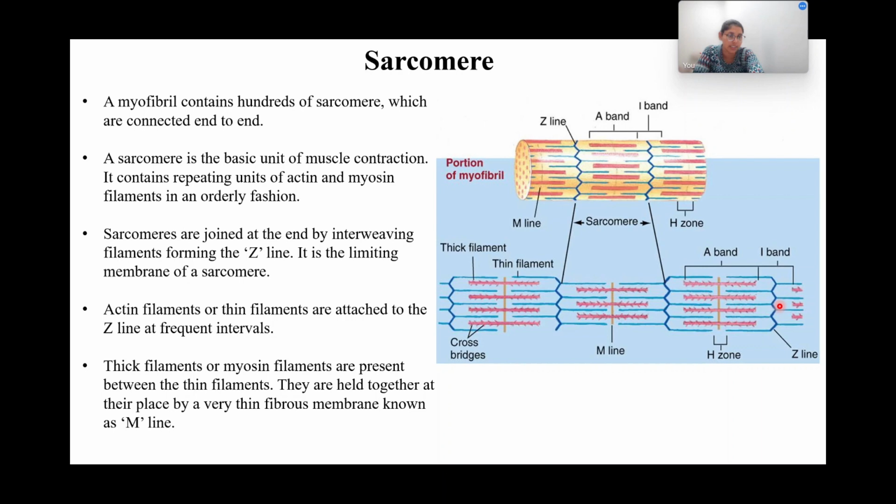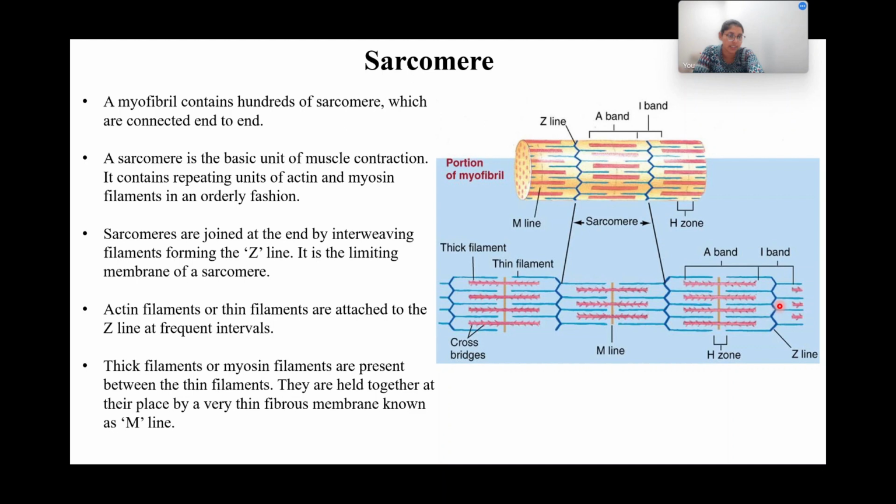So this is what we were talking about here, that these Z lines have the polymerization of desmin, and they also have alpha actinin. So you have these two proteins present here, which are responsible for the attaching of the actin filaments back to back. And then in the midst of these actin filaments, you have these myosin filaments, and these myosin filaments are held together at a very thin membrane, which is called the M line.